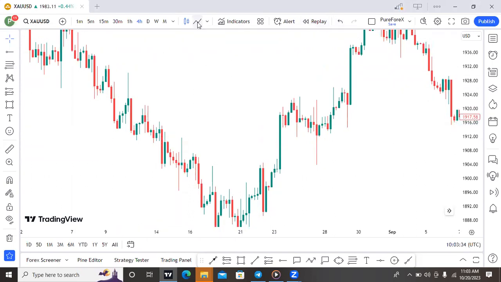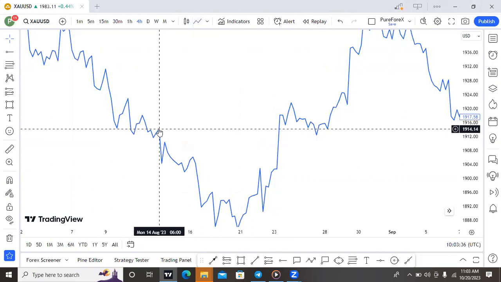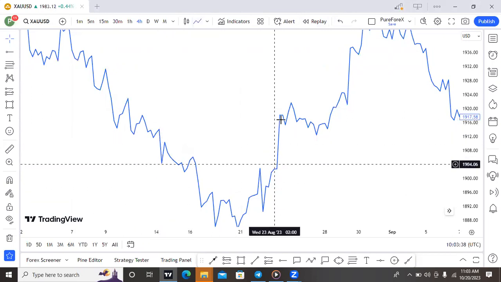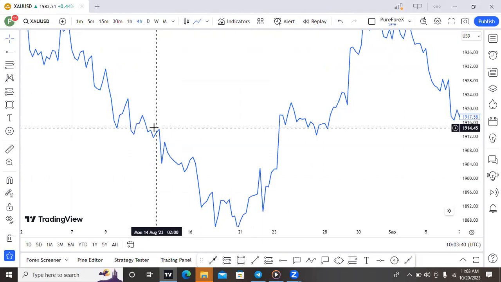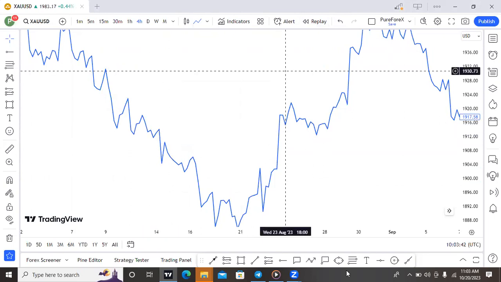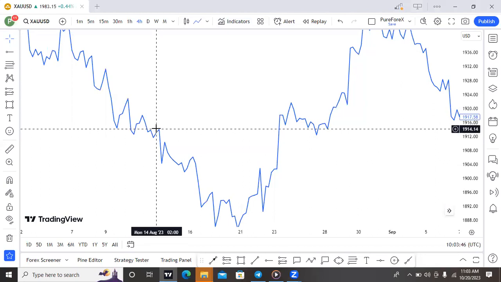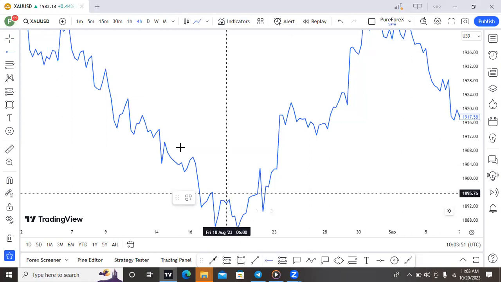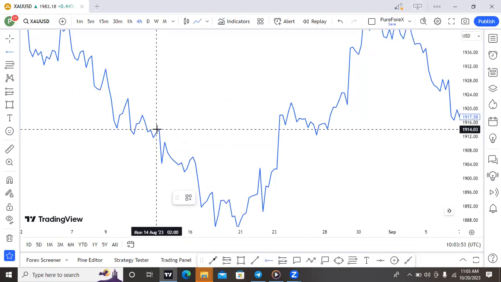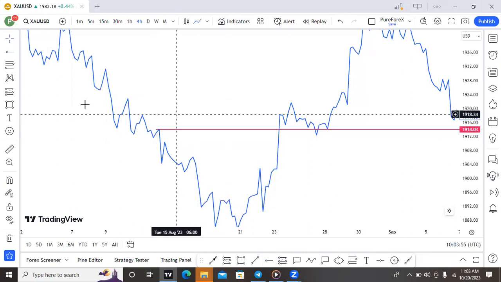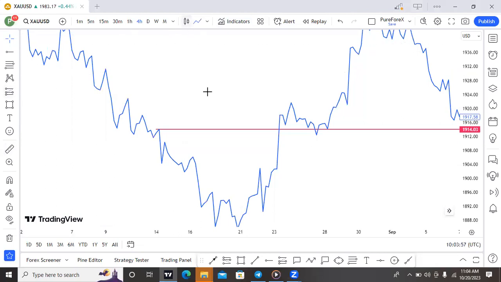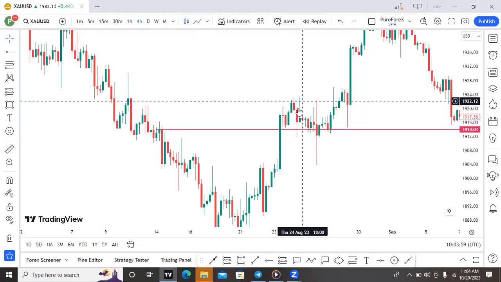So let me change to line chart. Price broke this. This is a high, low. Then price breached this previous lower high here. So let me mark it. This is where price breached. Price breached this one. Okay. Let's change to candlestick. You know, price breached this guy here.